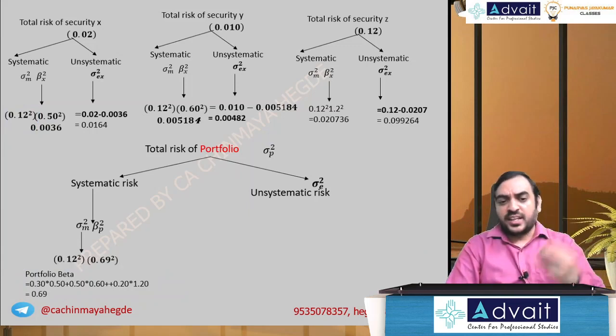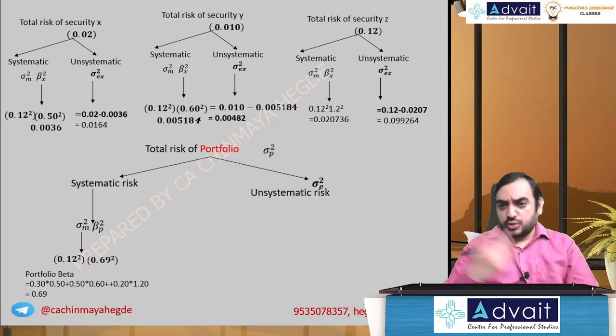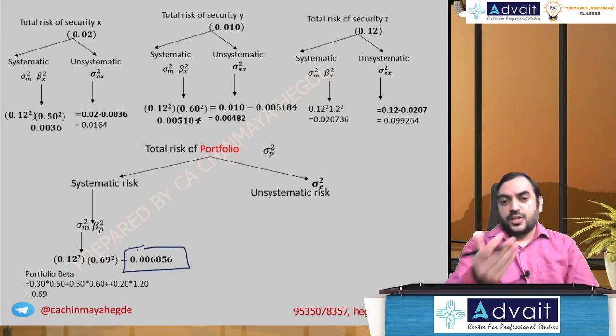I think portfolio beta comes to 0.69, market variance 0.12. So square both of them. That will give us the systematic risk of portfolio. So you please calculate the systematic risk of portfolio. Then I'll come to the unsystematic risk.